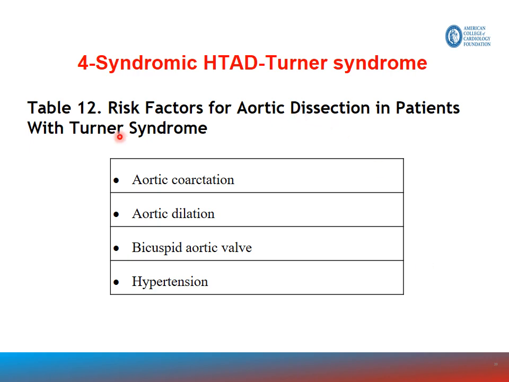What are the risk factors for aortic dissection in patients with Turner syndrome? Aortic coarctation, aortic dilatation, bicuspid aortic valve, or hypertension.